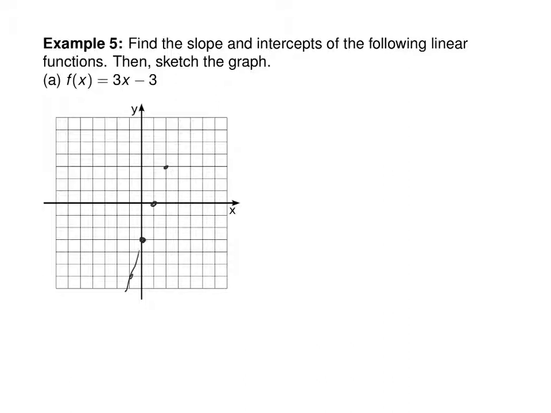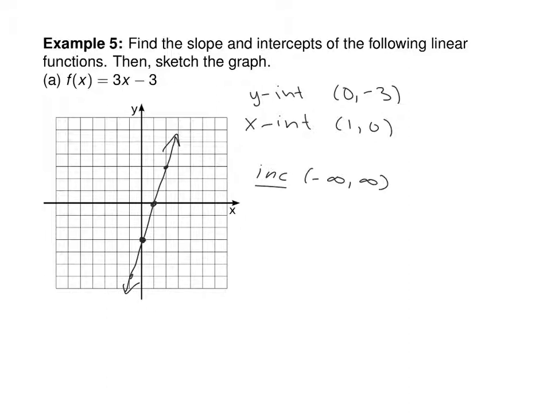That makes the x-intercept 1. It does make the x-intercept 1, exactly. Your y-intercept is the point 0, -3, right? Your x-intercept is the point 1, 0. Where is this function increasing? -infinity to infinity. It's always increasing, right? Never decreasing.